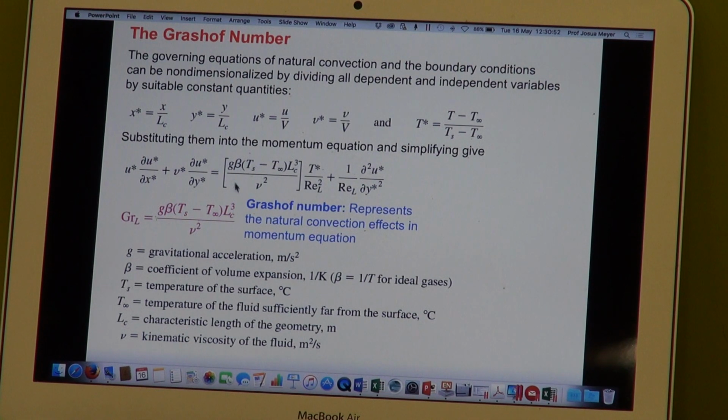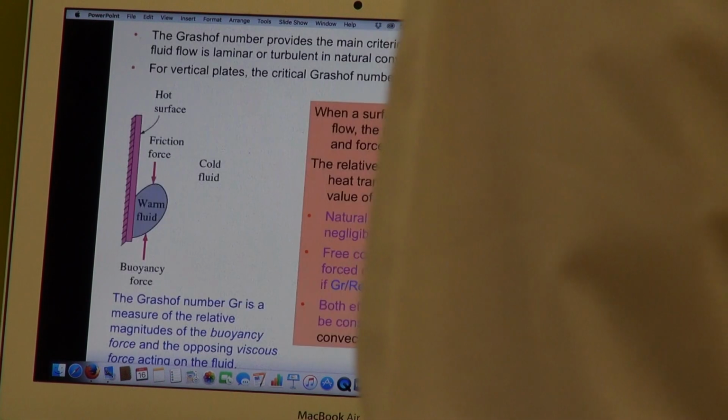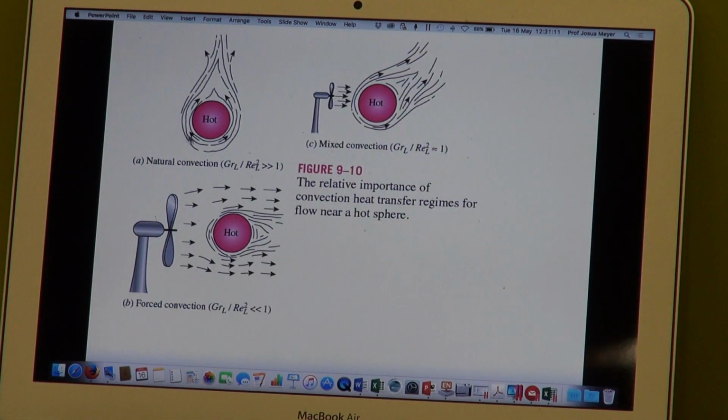So that is the definition of the Grashof number, and we use this ratio of the Grashof number to the Reynolds number squared to get an indication of whether the problem is a forced convection problem, a natural convection, or a mixed convection problem. In terms of the three examples I've shown you, this is typically where the Grashof divided by Reynolds squared is much larger than 1. This is where it is smaller than 1, and that is where it's approximately equal to 1. So here we've got mixed convection or combined convection.